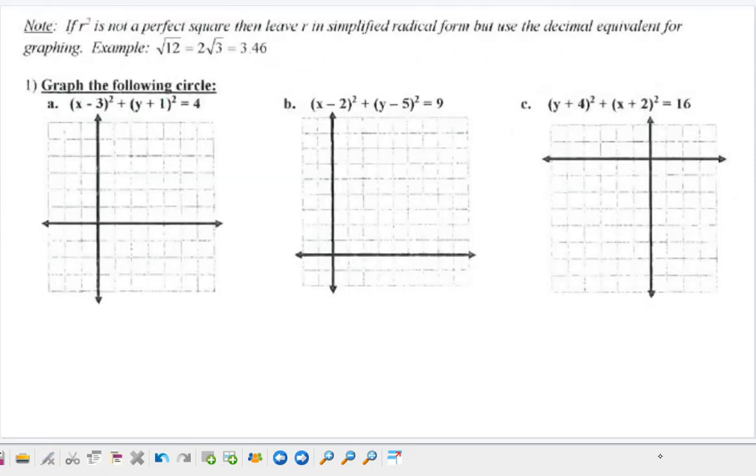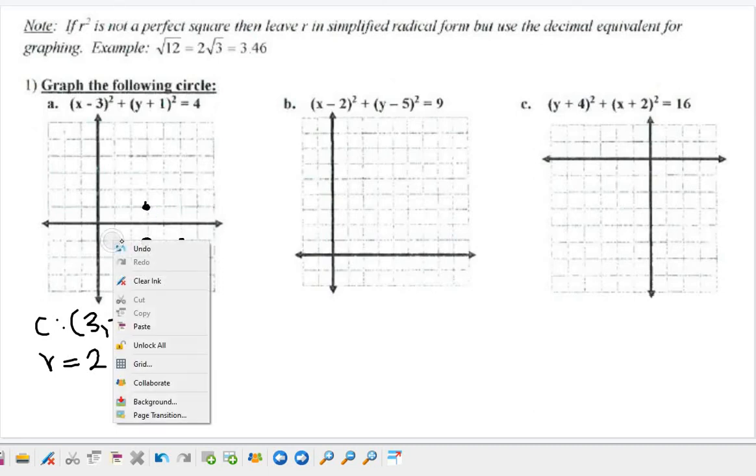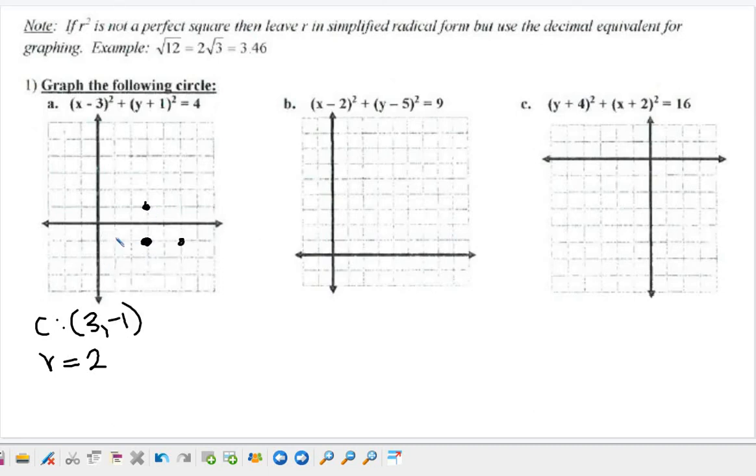So graph the following. It says if it's not a perfect square, leave it in simplified radical form, but use the decimal equivalent for graphing. So my center here is 3, negative 1. So positive 1, 2, 3, negative 1, right? And my radius is the square root of that, which would be 2. So that means I go out 2, up 2, out 2. I knew I wasn't going to make it through it. And down 2.